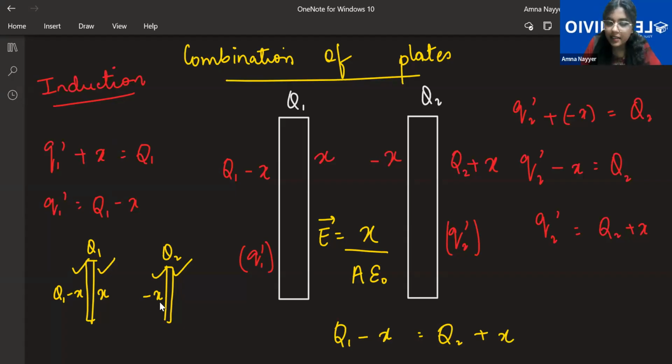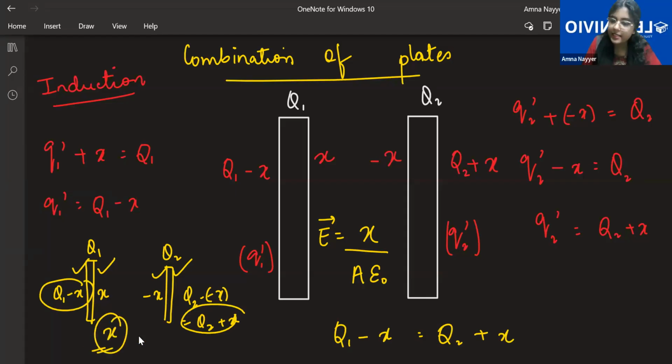So minus x is here. Now when minus x is here, you will get Q2 minus of minus x, that is Q2 plus x. Now, since these are equal, these will obviously be equal because of conservation of charges. So this side you will equate with this side. From here you will get the value of x. Once you have the value of x, you can put it in the formula x by a epsilon naught. This is directly your answer.